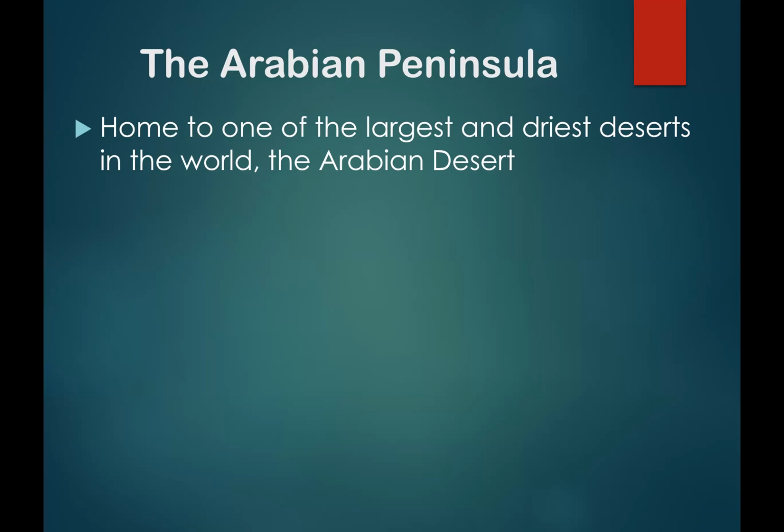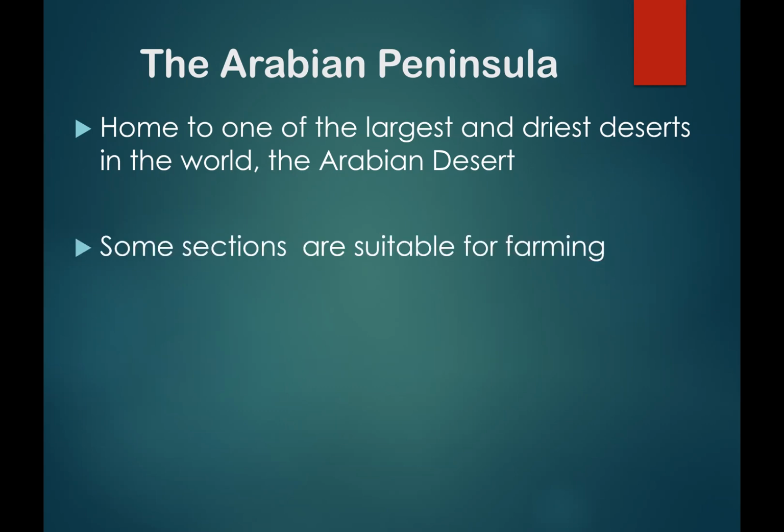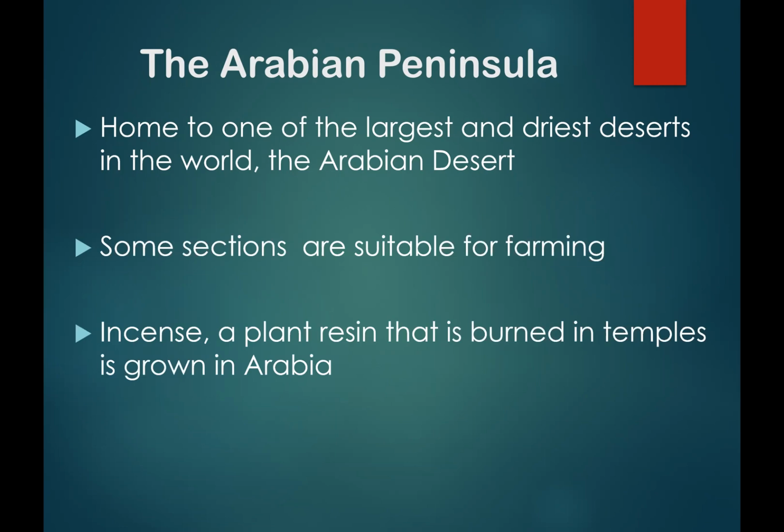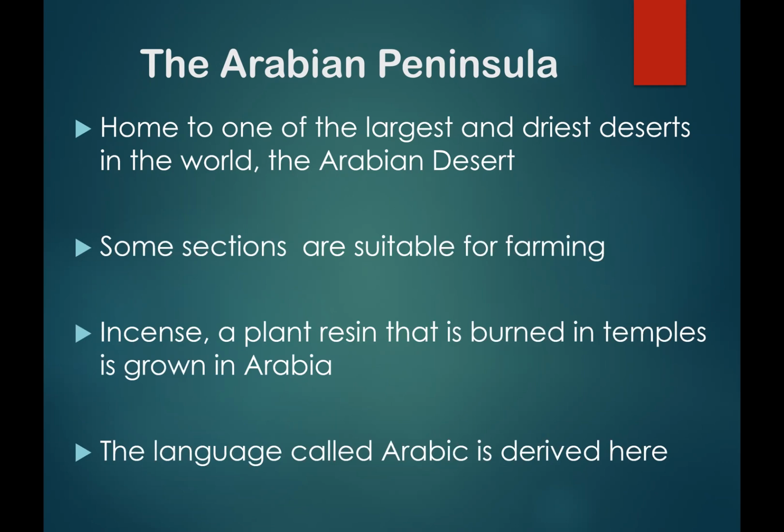So the Arabian Peninsula is home to one of the largest and driest deserts in the world, the Arabian Desert. At some point in our discussions of landforms, we will speak specifically to deserts. But in today's lesson, we are still focusing on peninsulas, capes, and isthmus. Some sections of the Arabian Peninsula are suitable for farming. Incense, which is a plant resin, is burnt in temples, and that incense is grown in Arabia. The language called Arabic is also derived in Arabia.